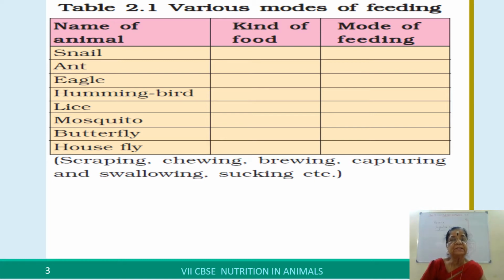Mosquito, it sucks blood. Butterfly, it sucks nectar from the flowers. Same way, the housefly is chewing and scrapping the food from the items that it has taken in. The table you should know to fill up. When we discuss the question answer, I will come back to this table 2.1 again.